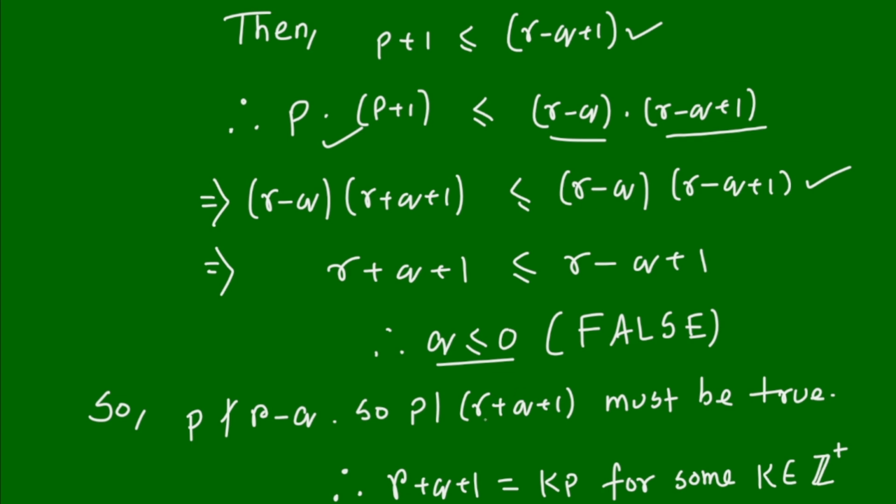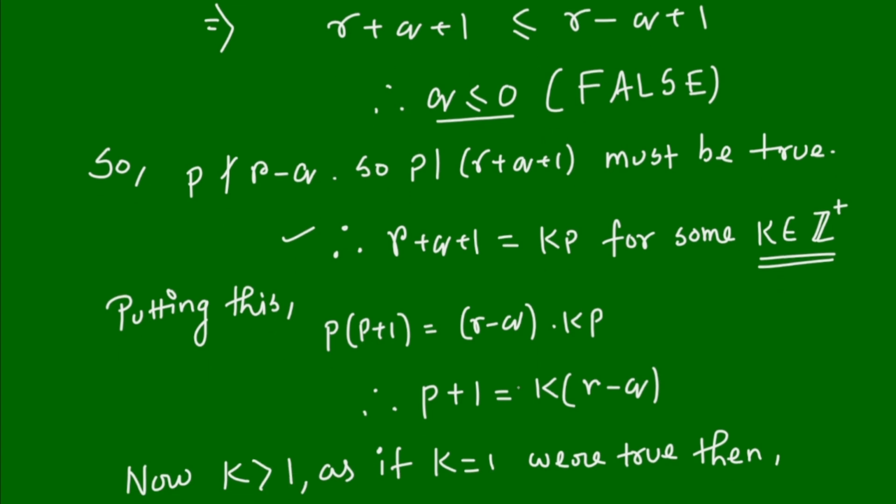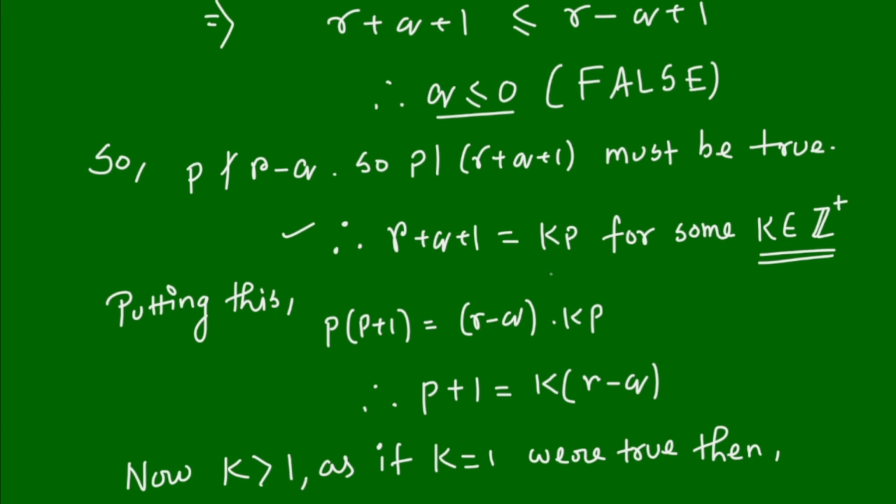right? Now if p divides r plus q plus 1, then we can say that r plus q plus 1 is some multiple of p. So we can conclude that r plus q plus 1 is k into p for some positive integer k. You can simply write k belongs to natural numbers here. Now there is something we need to put aside first, which is the fact that k cannot be 1. That is important. Okay.